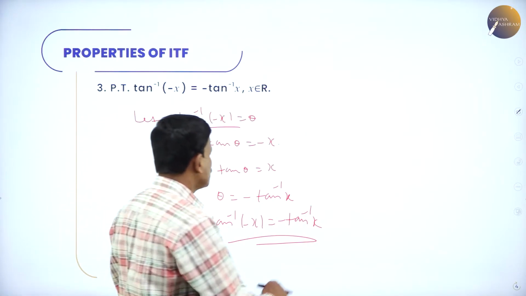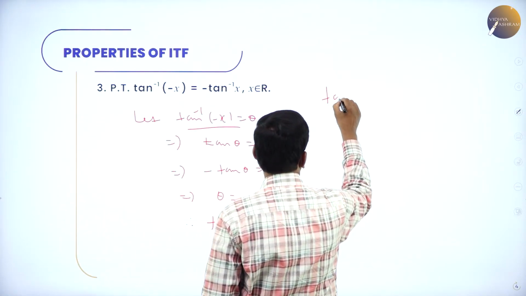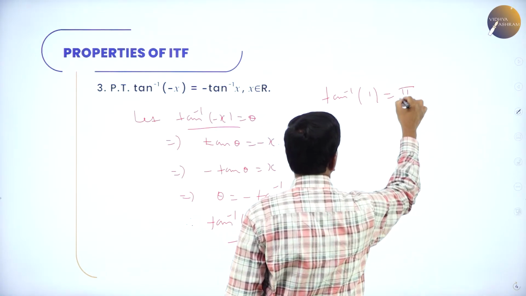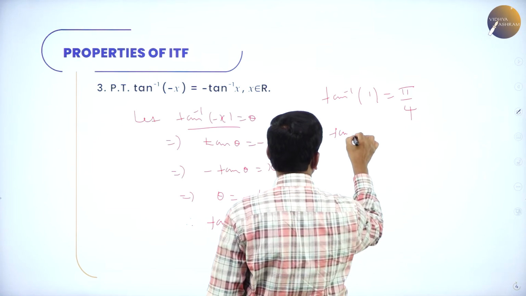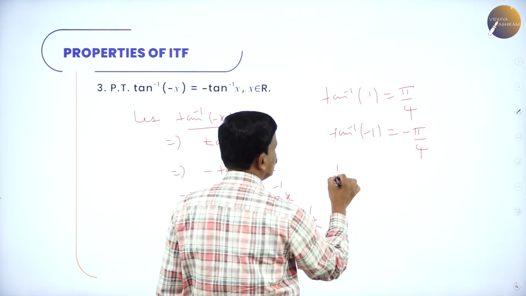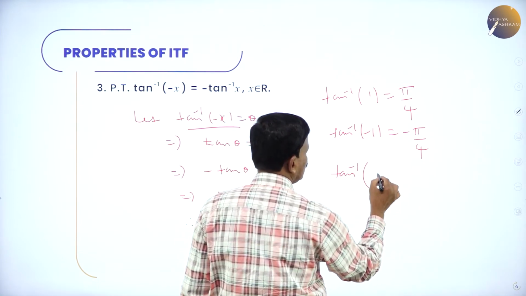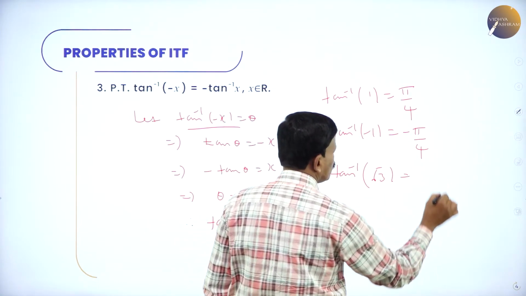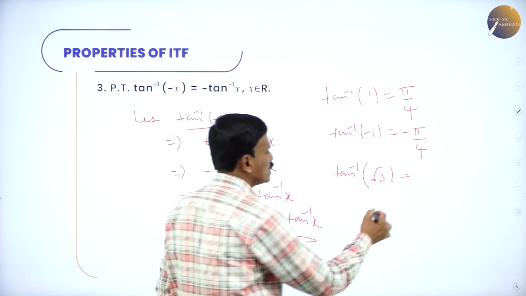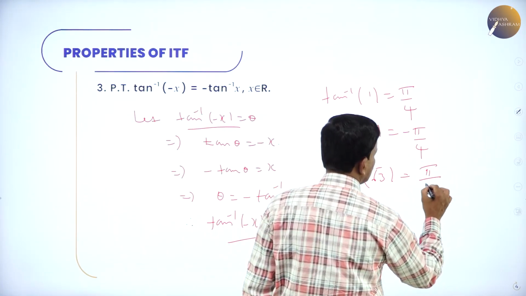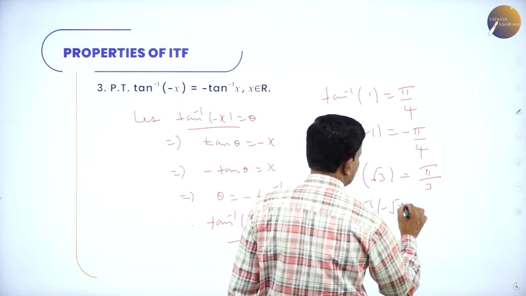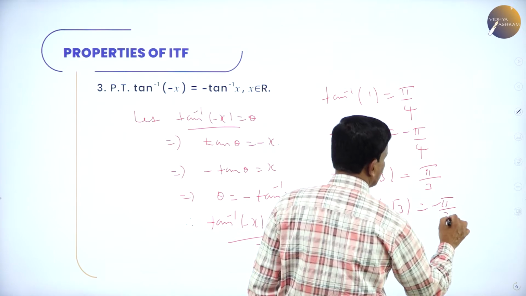Now let us take for example tan inverse of 1. Tan inverse of 1 is pi by 4, whereas tan inverse of minus 1 is minus pi by 4. So if it is like this, tan inverse of root 3 is nothing but 60 degrees. 60 degrees can be written as pi by 3, whereas tan inverse of minus root 3 can be written as minus pi by 3.